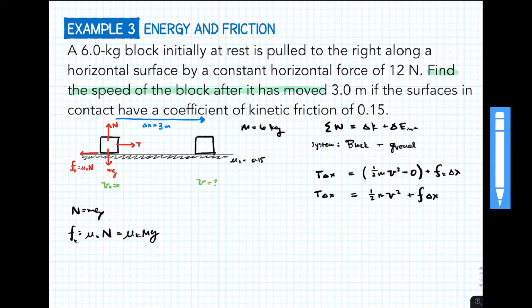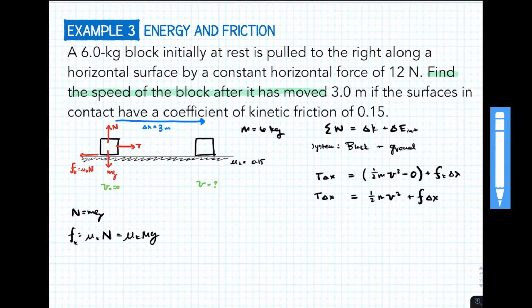Okay, and it's important to do this. It seems like friction will almost always be mu mg, but what about if you're on a slant? Is it mu mg then? No, then you'll have a cosine or a sine of theta. So it's important to draw out the force diagram, make sure that you know what your friction is going to be. So this becomes tension delta x is equal to 1/2 mv squared plus mu k mg delta x.